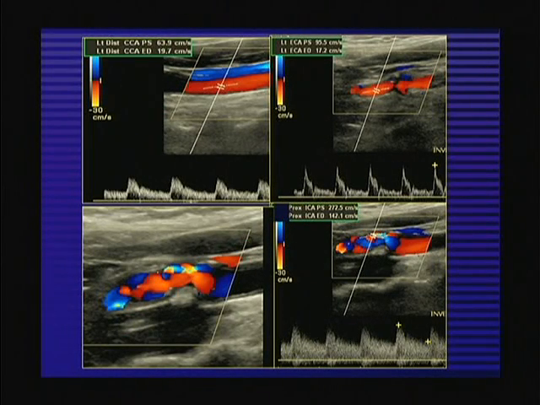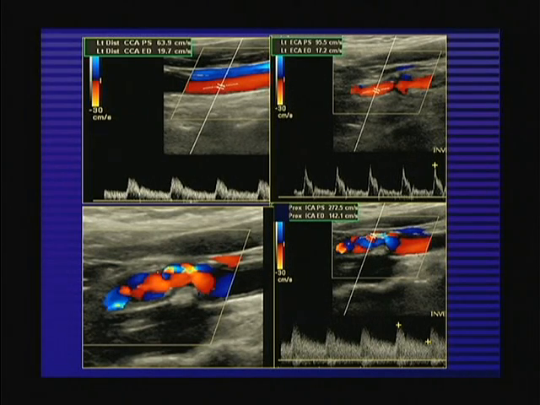Here we're looking at the left carotid artery. Distal common has a velocity of 64. There's the external high resistance waveform, 96. Here's a look at the internal carotid on color. You can see that there's some plaque, narrowing, aliasing.